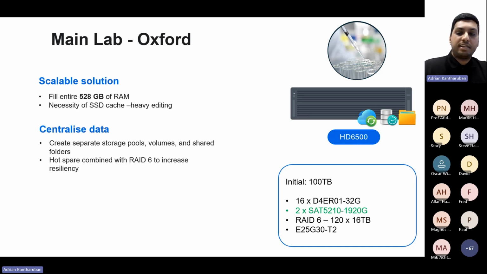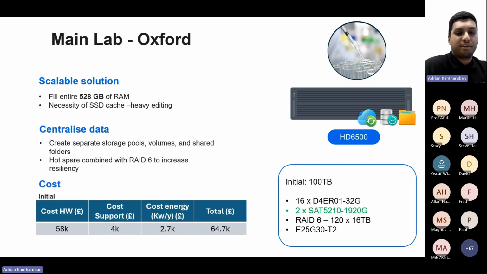Furthermore, in Oxford specifically, this is the case where an SSD cache will be vital, as this will be a site where we'll need the quick reads and writes, which again the HD is perfect for, with around 6,500 read and 6,837 write throughput. And again, we have a cost breakdown. So initially, this is just under 65K.